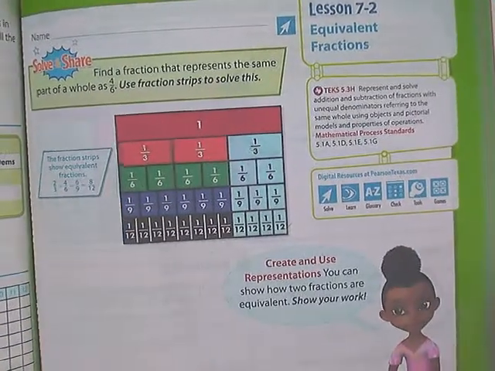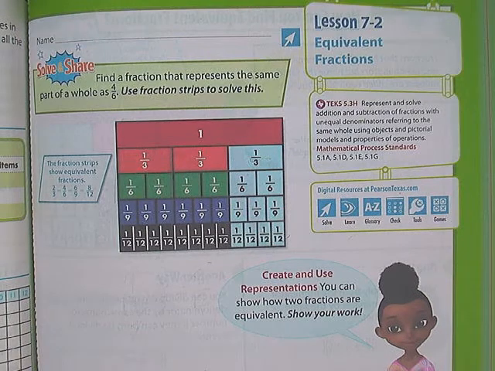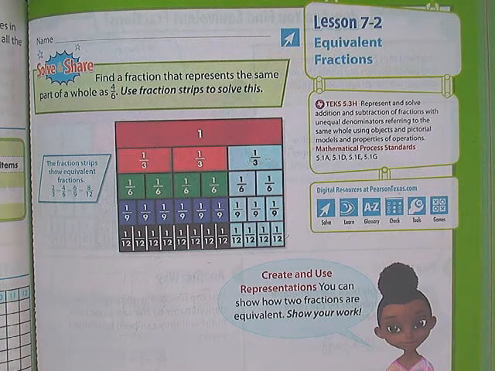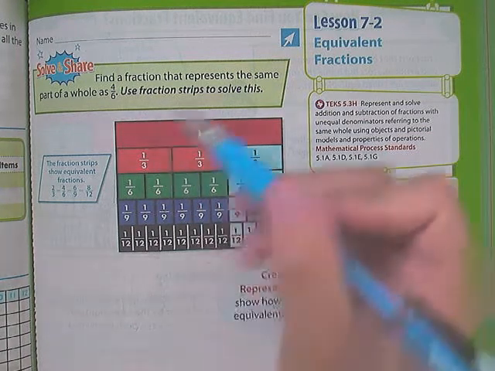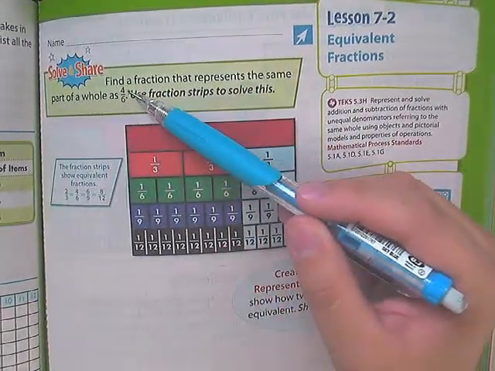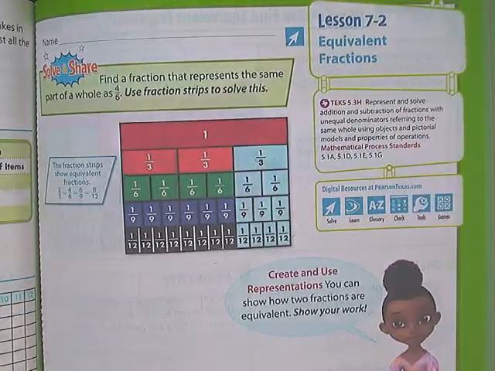All right, guys, so today we're going to talk about equivalent fractions. Equivalent fractions are fractions that have different numbers but are the same value. So it says right here, find a fraction that represents the same part of a whole as 4/6, or 4 out of 6. Use the fraction strip to help solve this.